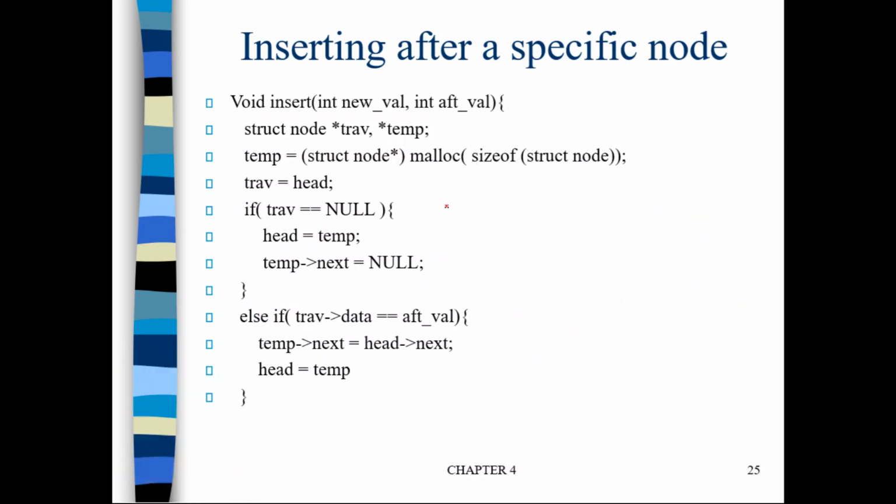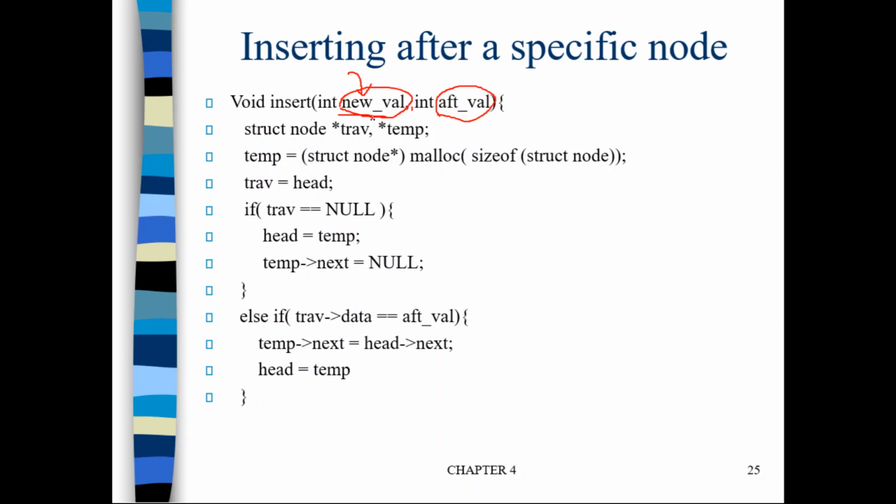Another important thing here: this function takes two arguments. One is the data part of the new node that is to be inserted. When you add a new node, it will have a data part, which we call new val. Another is the node after which you want to insert the new node. That node's data part we call after val. So new val represents the new node's data part, and after val represents the data part of the node after which you want to add the new node.